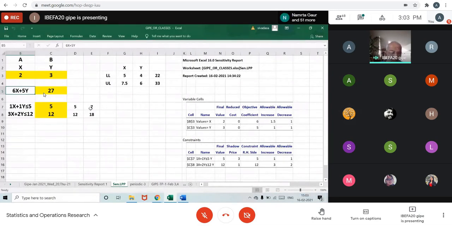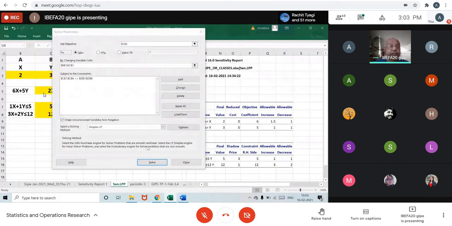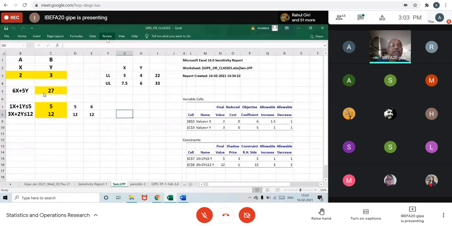Are you listening to me? Yes, sir. Check now. 6 and 12. I increase only the first constraint by 1. Let me do the solver now. Sorry, I didn't change it.